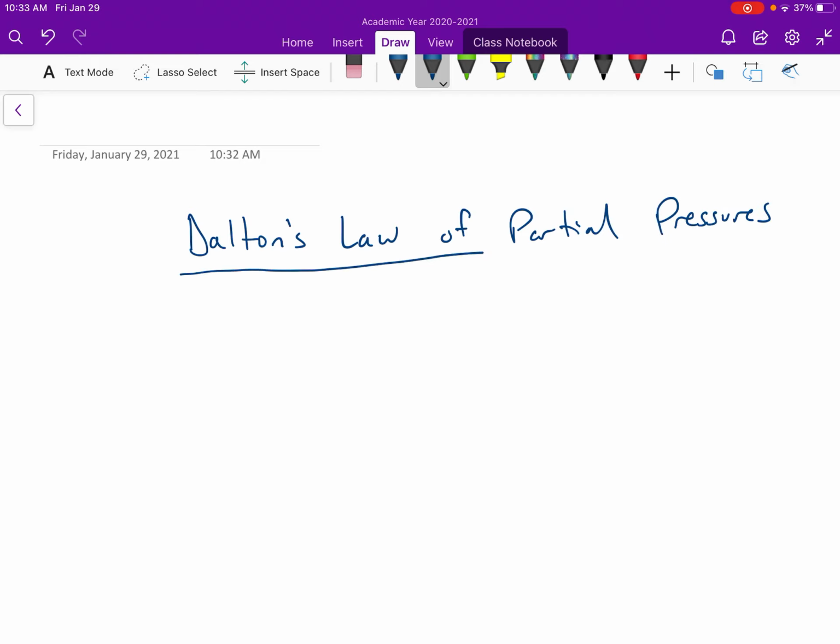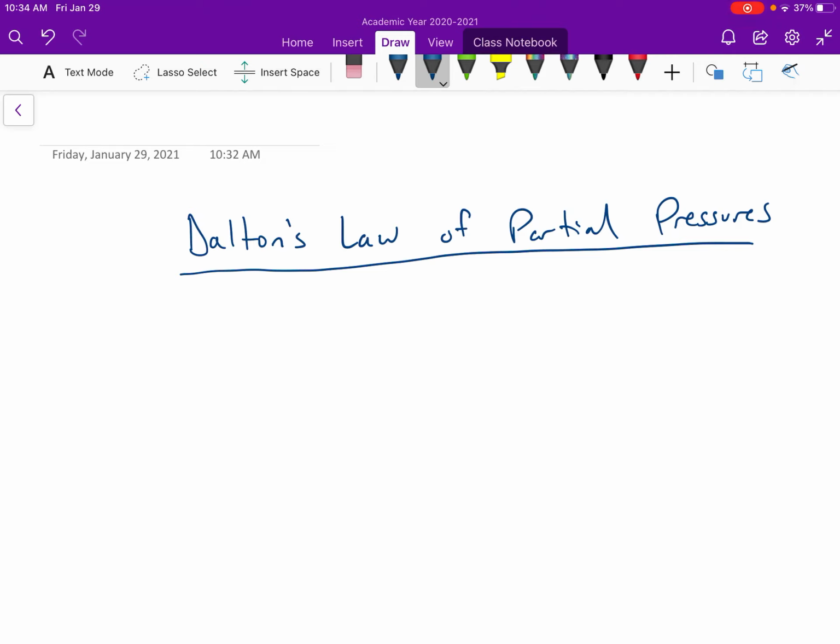Okay, so this is Dalton's law of partial pressures. This is the same Dalton that we learned about in Unit 2, about atomic structure and stuff. So he kind of figured out the initial basics about atoms and bonding and stuff like that. Same guy.